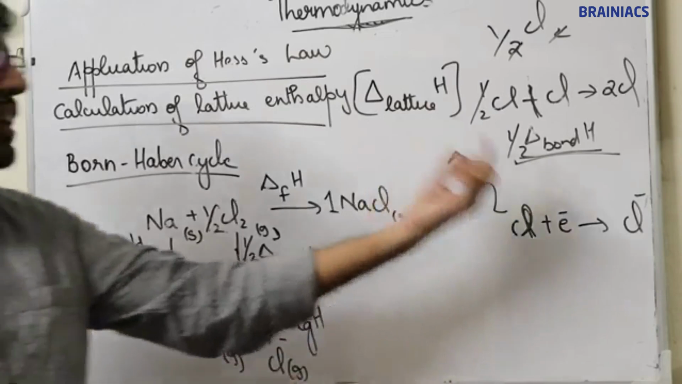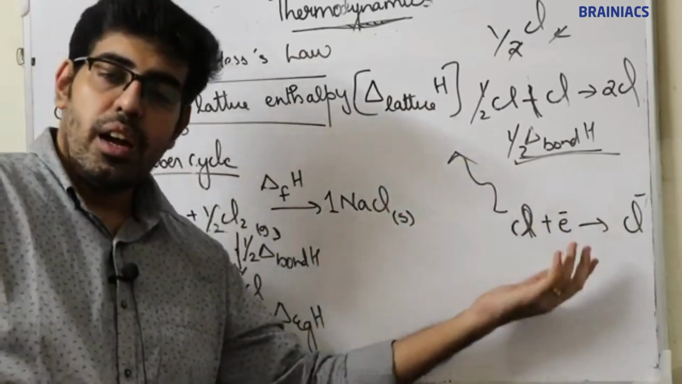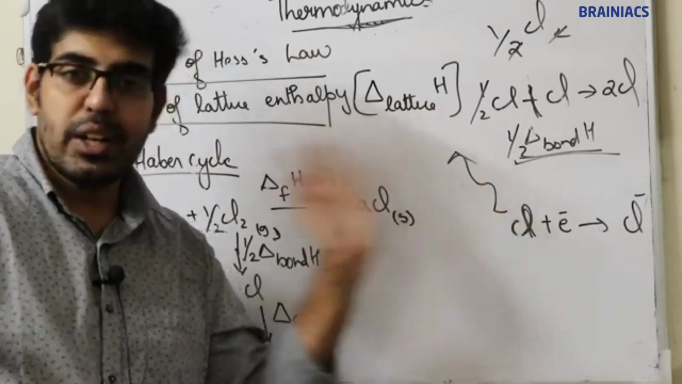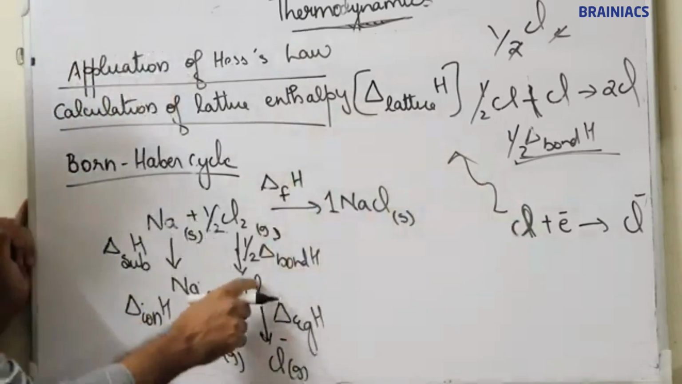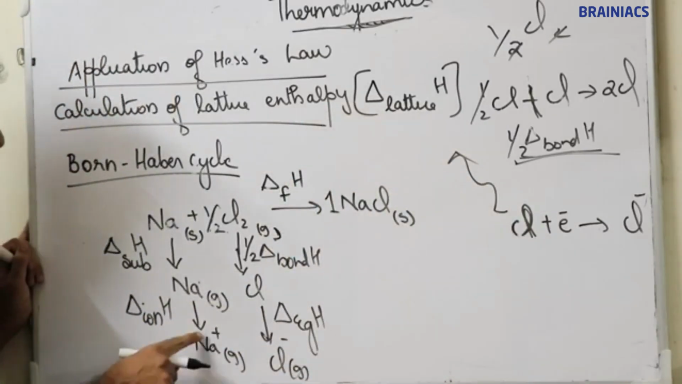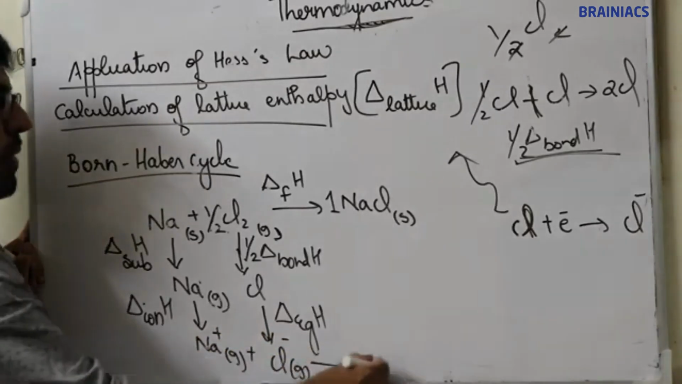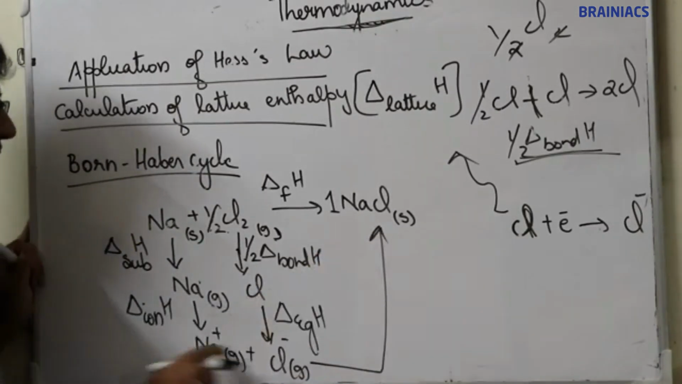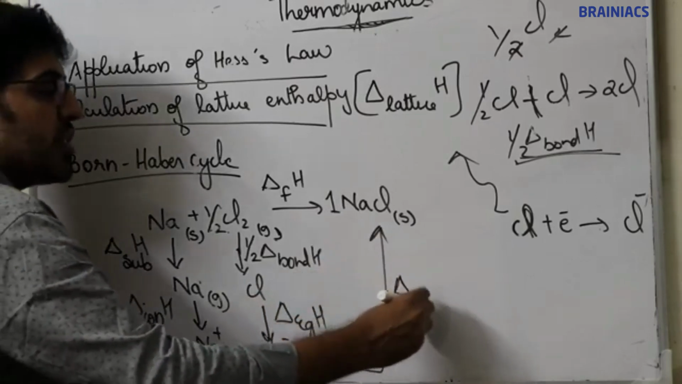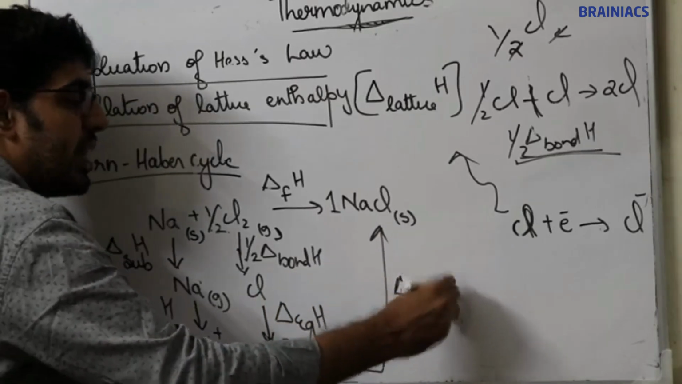The energy released when an electron is added to a neutral atom is known as electron gain enthalpy. So you will get Cl⁻. Now Na⁺ gas and Cl⁻ gas react to form NaCl solid. And the energy released for this conversion is known as lattice enthalpy.